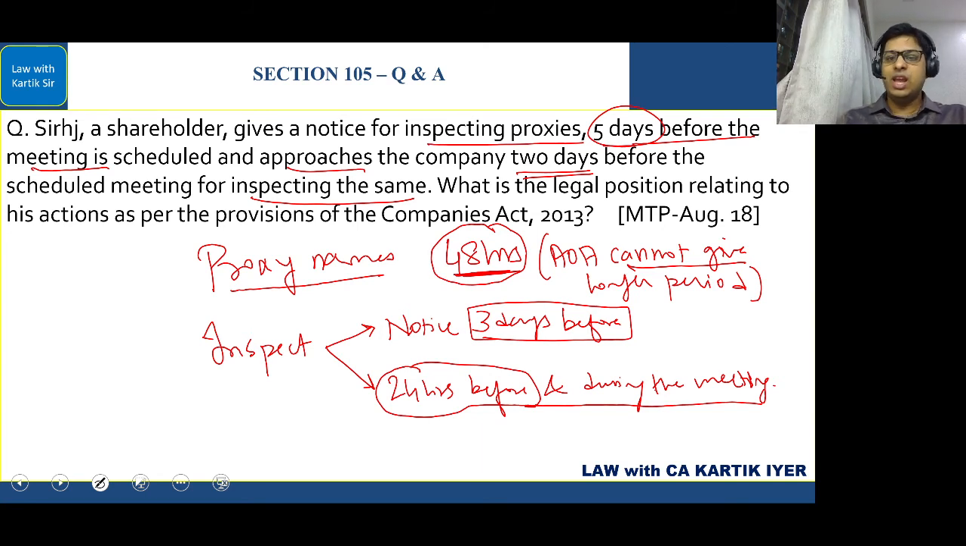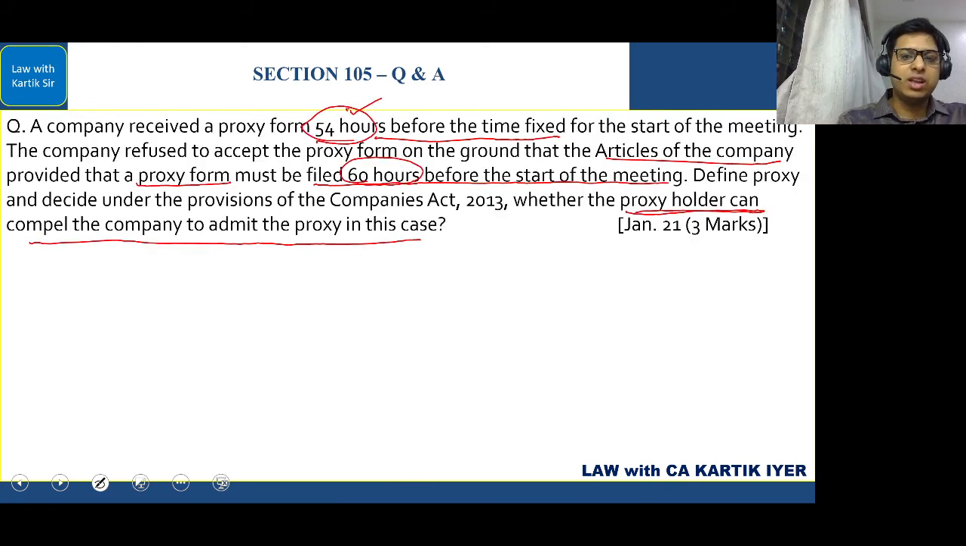In this case, AOA is saying 60 hours, and that is why they are saying you are giving the proxy form 54 hours before the meeting. So you are incorrect. Actually, this proxy holder is not incorrect. Why is this proxy holder not incorrect? Because he has come 48 hours before the meeting, and he's right in this case. So the proxy holder can compel the company to admit the proxy. He's correct in this case.